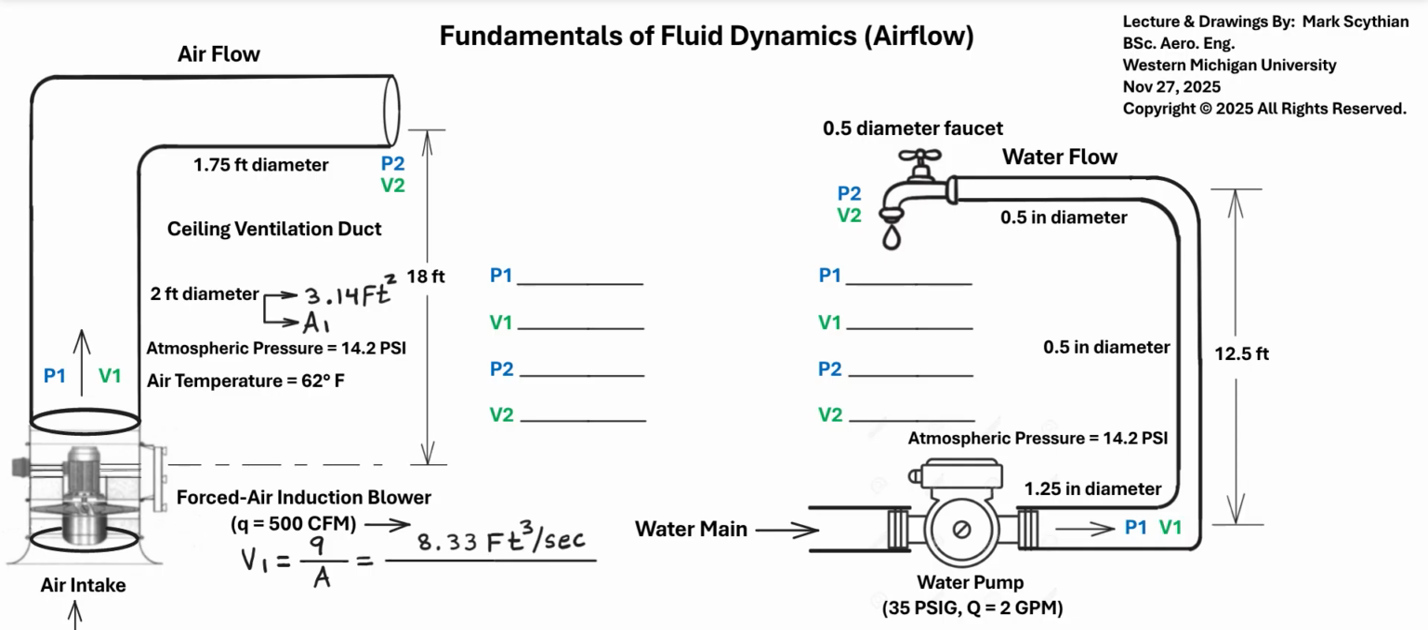So we can divide the 8.33 cubic feet per second into A1. Units cancel out into feet per second. So we calculate 2.65 feet per second for V1. So the airflow is discharging out of the blower at 2.65 feet per second.